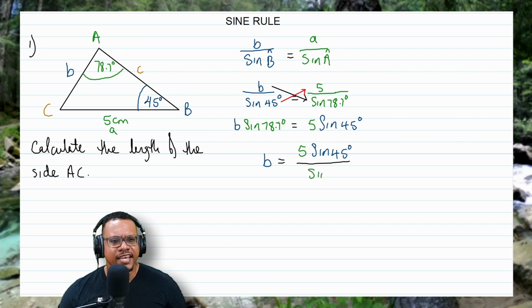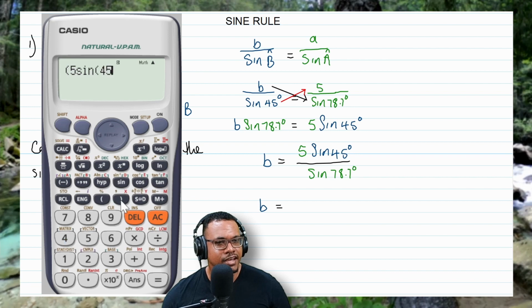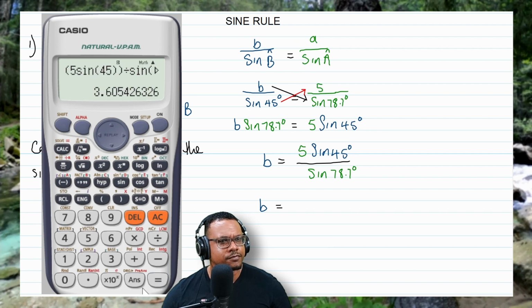over sine 78.7 degrees. So B is equal to, so I'll bring up my calculator, and for the numerator, I'll open brackets and put 5 sine 45 and close brackets. All right, now see that I open brackets here, and when I press sine, the calculator opens brackets. I close this bracket to close off the 45 degrees and close brackets again. Right, then divided by sine 78.7 degrees. And I'll close brackets there. Press equal. And we get 3.6054 and so on.